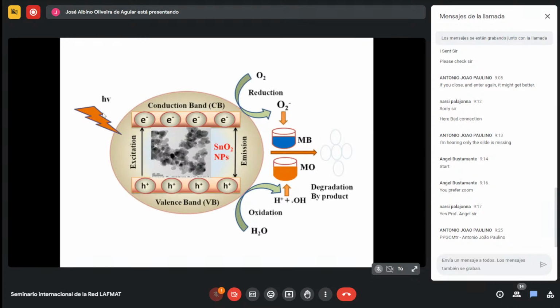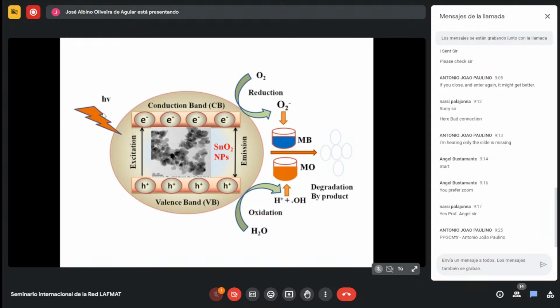This is the possible mechanism of the dye degradation. When the material is bombarded with UV light, electrons transfer from the valence band to the conduction band. The conduction band electrons are captured by oxygen molecules in the environment, forming superoxide radicals.